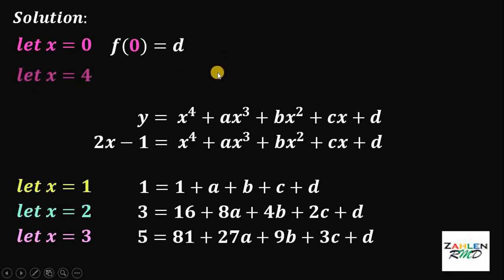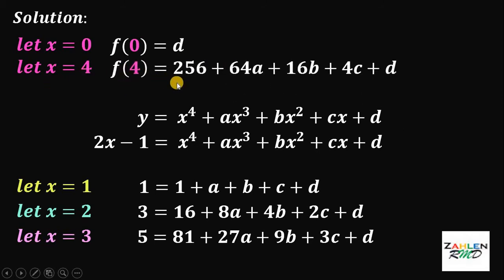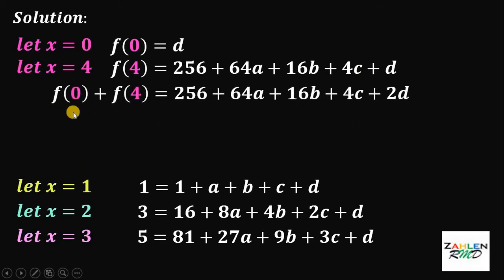Next, we also want the value of f of 4. So let x be equal to 4. So we have f of 4 equals 256, or 4 raised to the fourth power, plus 64a, because 4 raised to 3 is equal to 64, plus 16b plus 4c plus d. And again, we want the value of f of 0 plus f of 4. So we have 256 plus 64a plus 16b plus 4c plus 2d. We have d plus d, so we have 2d.